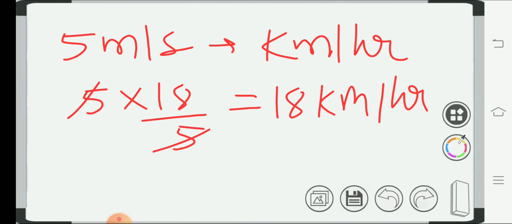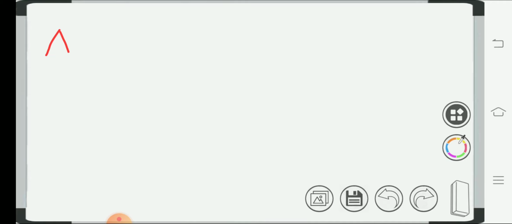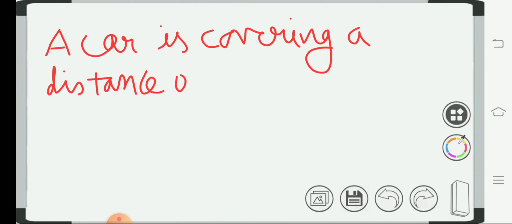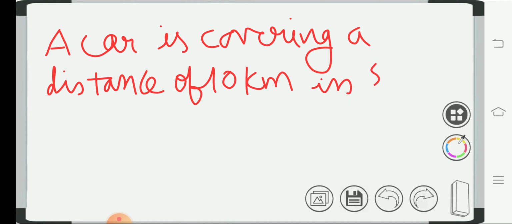Okay, let me take an example to understand how to find the speed. Suppose a car is moving or it's covering a distance of 10 kilometer in 5 minutes. Find the speed. I have to find the speed. This is in kilometer, this is in minutes. Okay, so I have to convert both into standard units.